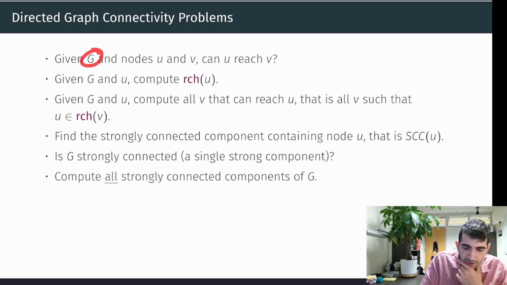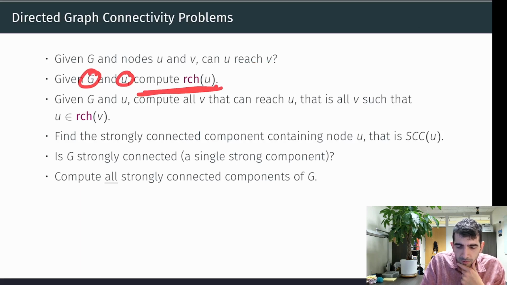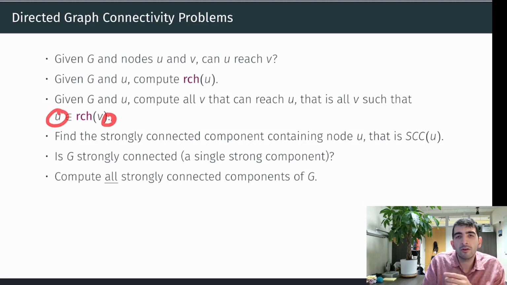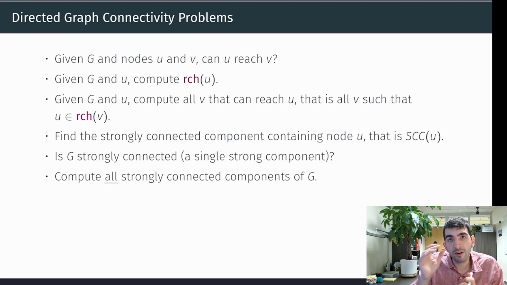Given a graph G and nodes U and V, can U reach V? How do we determine that? Given a graph G and a vertex U, can we compute the reach of U? Given a graph G and a vertex U, can we compute all the vertices that can reach U? That means all the vertices where U is a part of their reach. So it's the reverse, right? These two are the reverse. This one you want all the nodes that U can reach. This one you want all the nodes that can reach U.